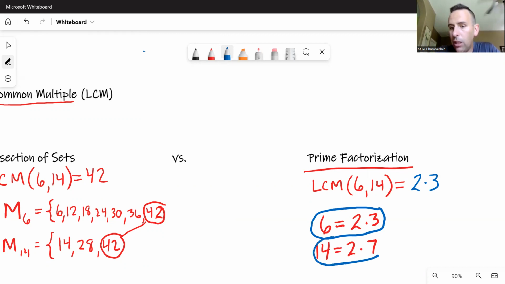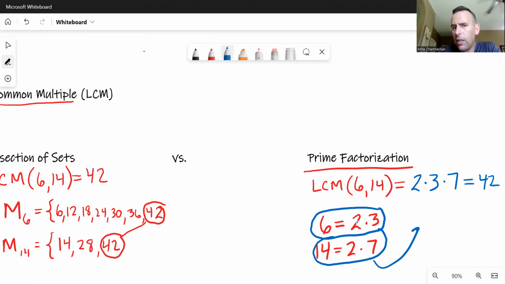Then I go to the next number on the list. It's made up of 2 times 7. Notice I'm already good. I already have a 2 there, so I don't need another 2. I just need a 7 to be able to build that. So I'm going to add in 7 to the list, times 7. And then 2 times 3 times 7 happens to be 42. Same answer.